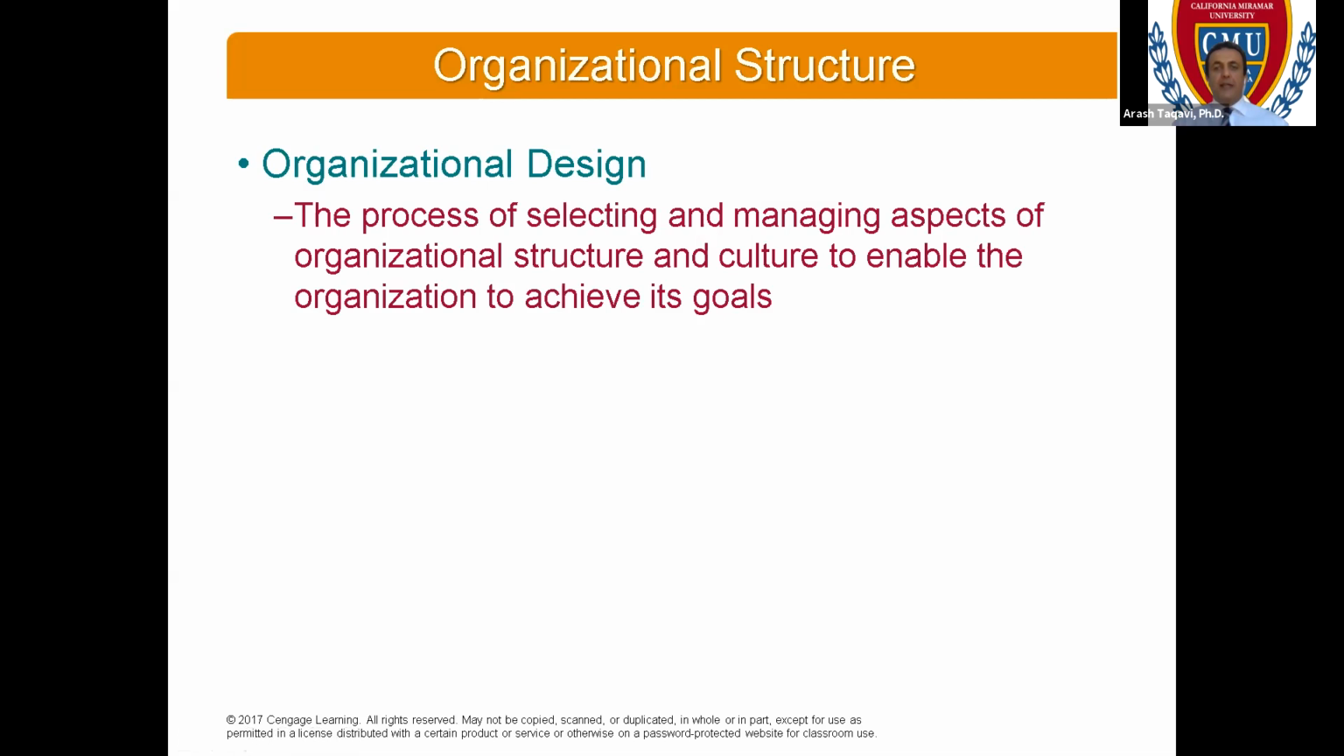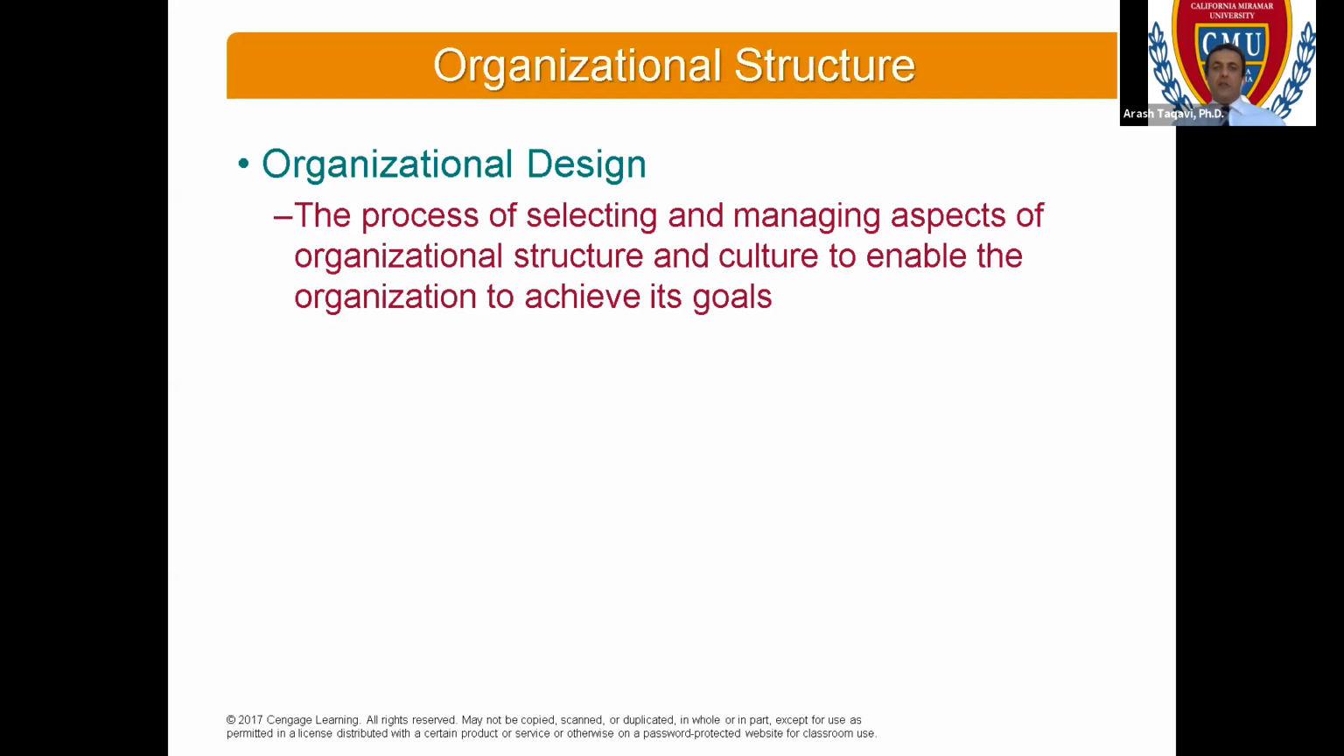At first, we want to talk about organizational structure, its types, the conceptual definition, and operational definition. What is organizational design? The process of selecting and managing aspects of organizational structure and culture to enable the organization to achieve its goals. Organizational design is something more than organizational structure. It has two parts, organizational structure and organizational culture. Together, structure plus culture is called organizational design.